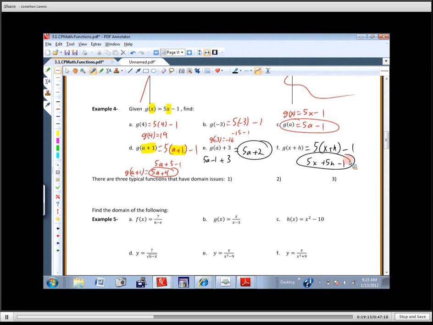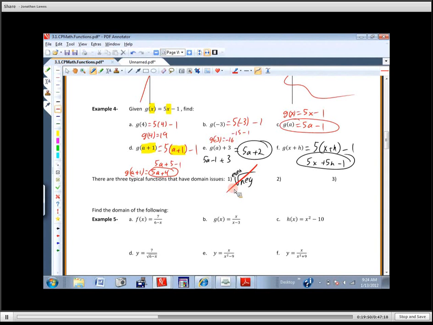All right. There are 3 typical functions that have domain issues. Anybody remember what they are? If you were in my 1010 class, I'd be really disappointed if you can't name all 3 of them. Okay, you're breaking my heart right now. No problem with exponentials. Okay, you can't take the square root of a negative. You can't take an even root of a negative. That is not allowed. So you can't take the square root of a negative, the 4th root of a negative, the 6th root of a negative, and so forth.